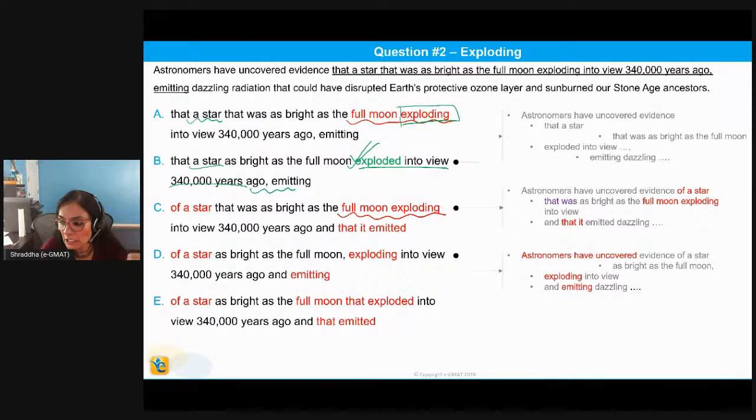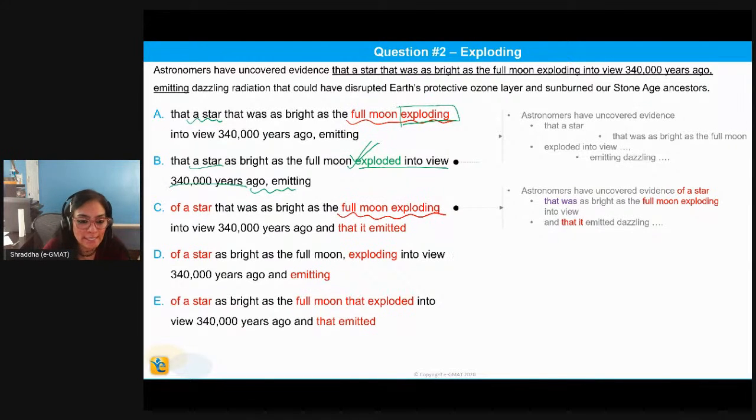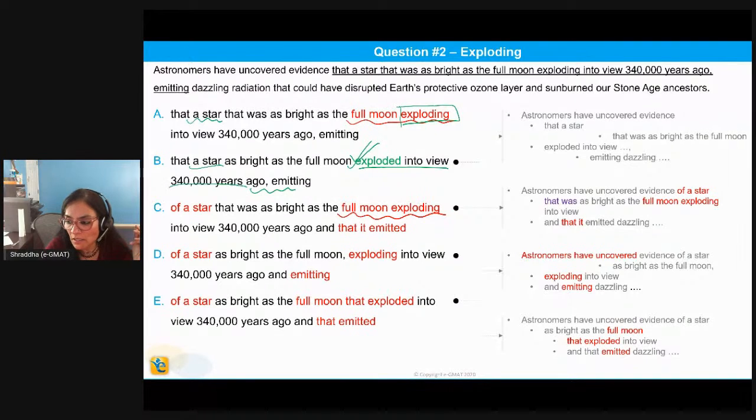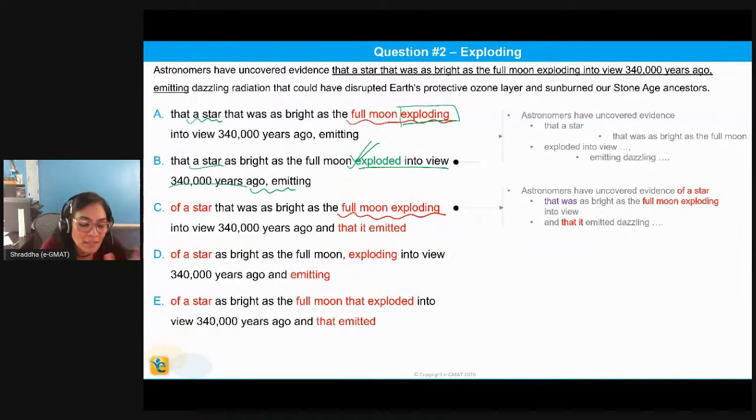And then we have a structural issue also in choice C. It says evidence of a star that was as bright as the full moon and that it emitted. So these two structures that you see here are not even correct, because the parallelism is totally off. The first that has been used as a modifier that talks about a star, but the second that is really the connector, because we have a subject after that, it emitted. So that's an error over there.